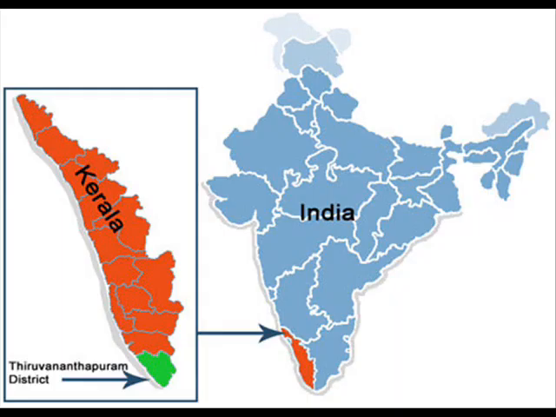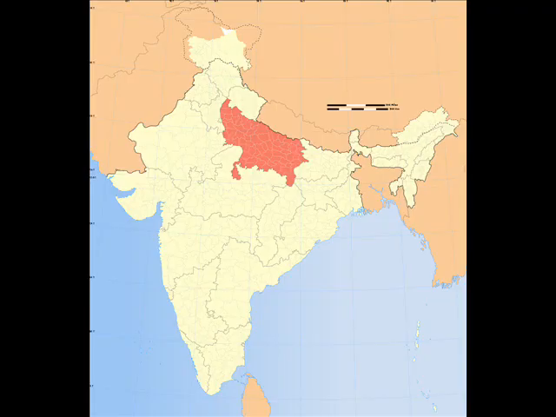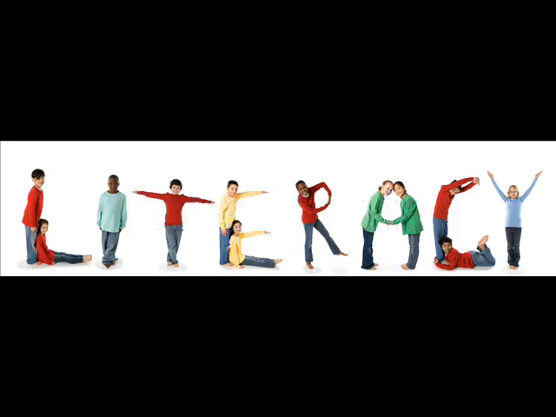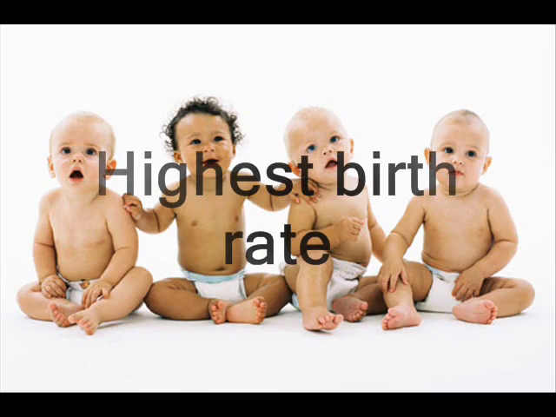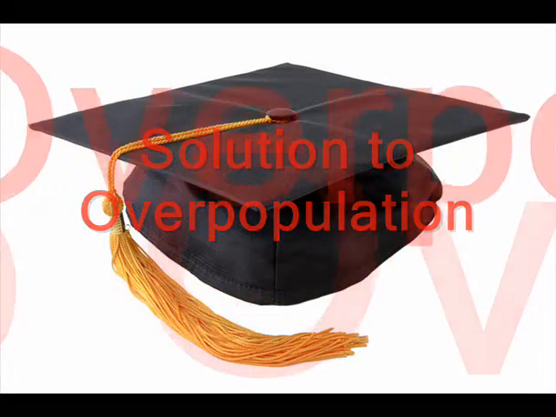In Kerala, India, the literacy rate is 90% and has the lowest child mortality rate and lowest growth rate. And in Uttar Pradesh, India, where they have the lowest literacy rates, they have the highest growth rates and the highest mortality rates. This proves that education has a big part in the solution to overpopulation in India.